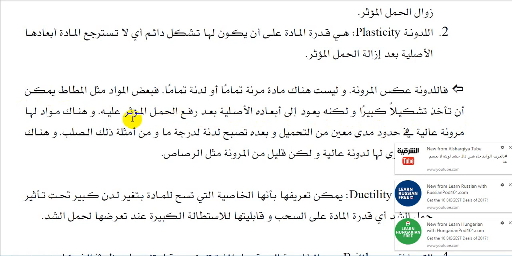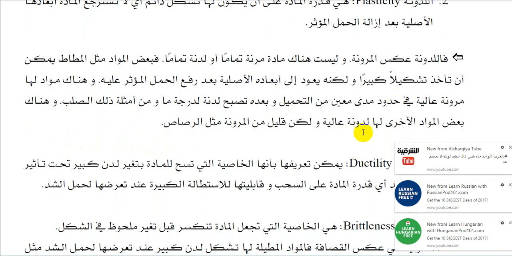There are many materials of high plasticity that behave elastically up to a certain extent of loading and after that become plastic, such as steel. Further materials have a high or extreme plasticity but little elasticity, such as lead.